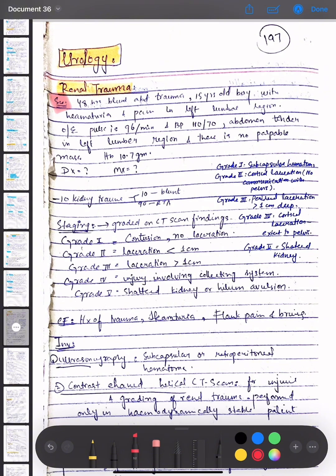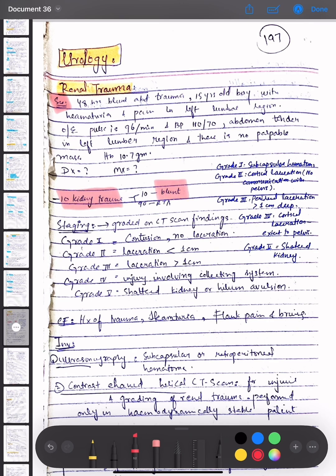On examination, pulse is 96 per minute and BP is 110 by 70. Abdomen is tender in left lumbar region and there is no palpable mass. Hb is 10.7 gram. So what is the diagnosis and what is the management? Now we are having kidney trauma, that is 10% penetrating and 90% blunt, mostly RTA, road traffic accident.